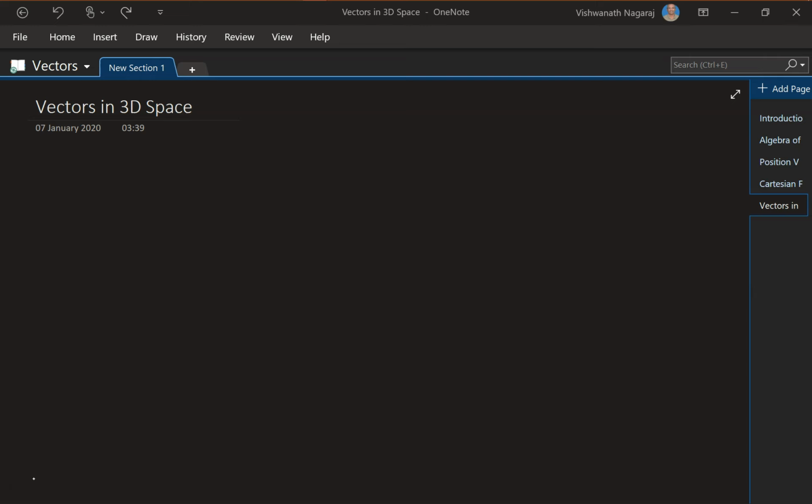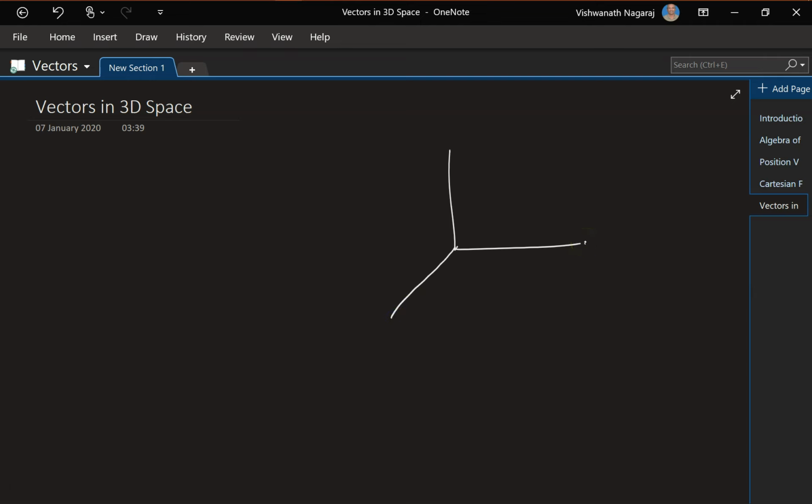Let's look at vectors in 3D space. So when we talk of 3D space, let's take an XYZ coordinate system. Let's say this is X, this is Y, this is Z. Let's say we have a point here, P. So let P be a point in space.